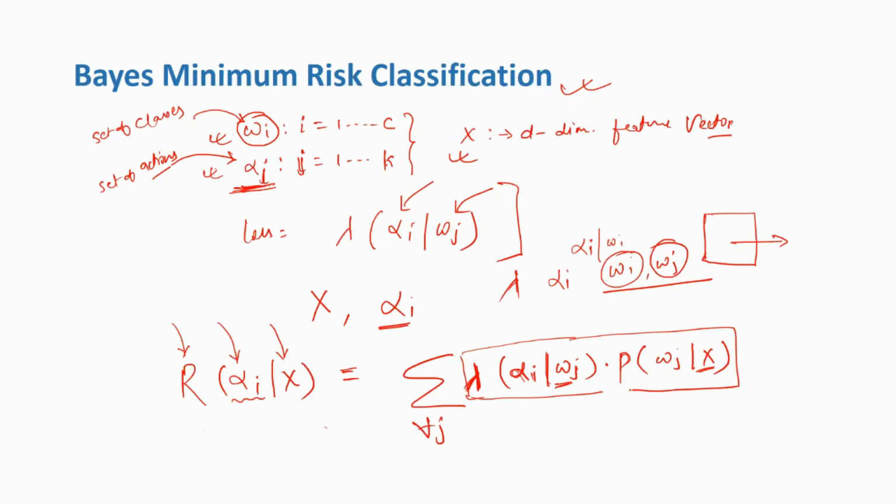When you just sum it over all j values, then you will get the risk. Let's take an example. Suppose a given feature vector x actually belongs to class 1. Correct or not? Yes. Now, when it belongs to class 1, we have a total of c classes ranging from 1 to c.